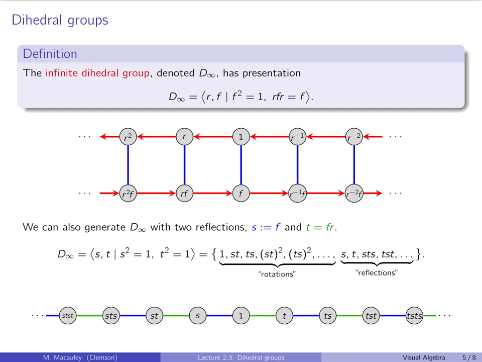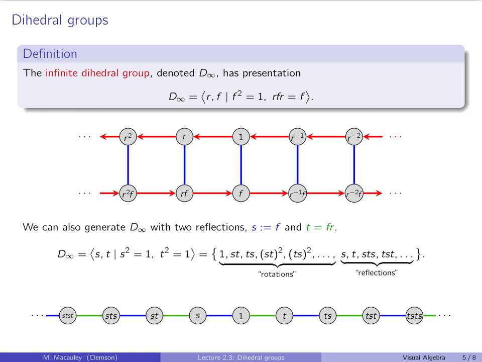Here is a presentation with these generators. It's generated by s and t, subject to s squared is 1 and t squared is 1. And then there's no other relation. So the elements in this group can be written as alternating words in s and t, so like s, t, st, ts, sts, tst, and so on. The ones that have an even length are all rotations. They're orientation preserving. And the ones that have an odd length are reflections.